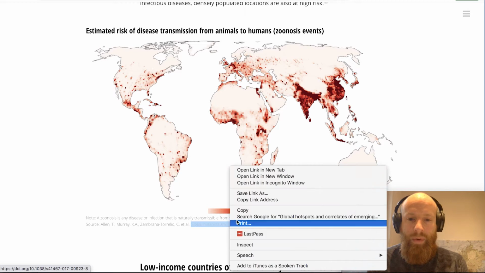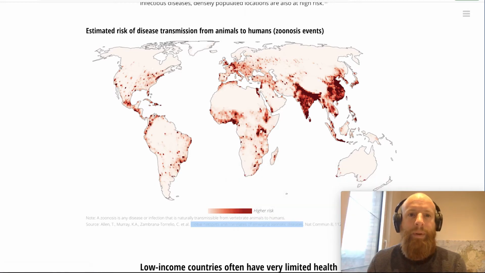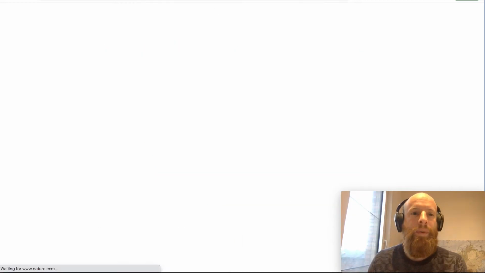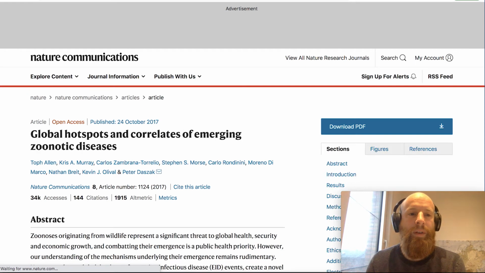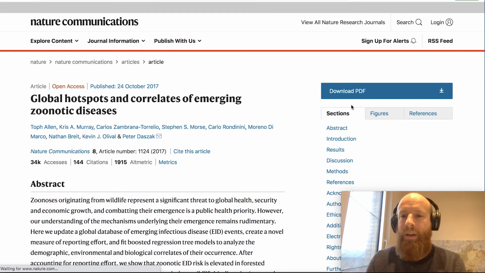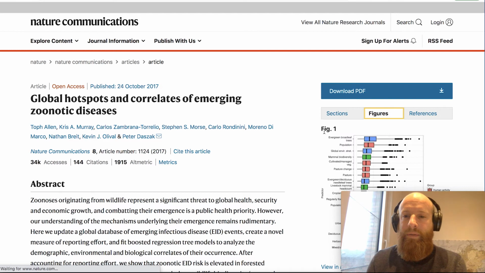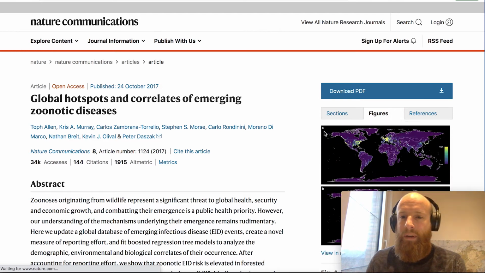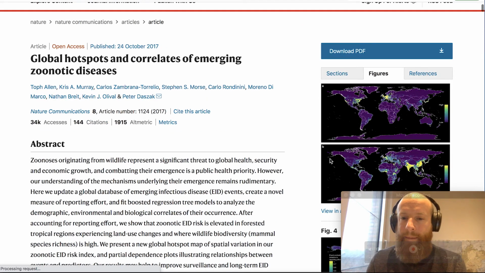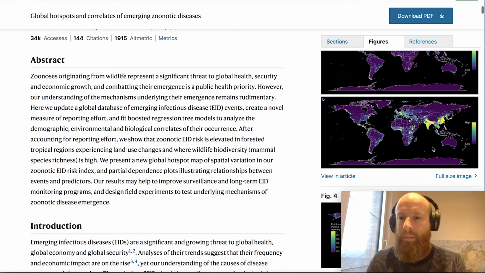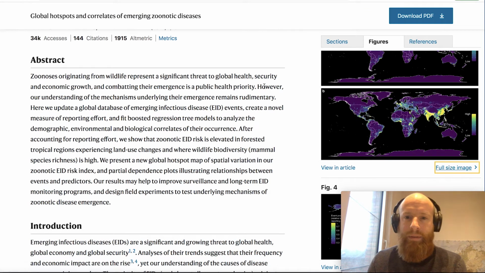I can also show you where the map came from. It comes from a study that was published in Nature. And if I go here to the figures, let me put it full size.